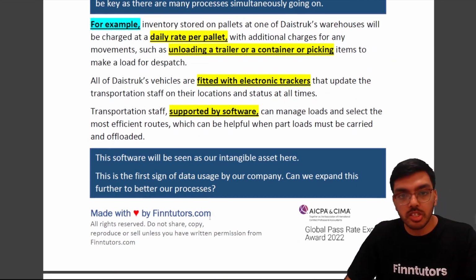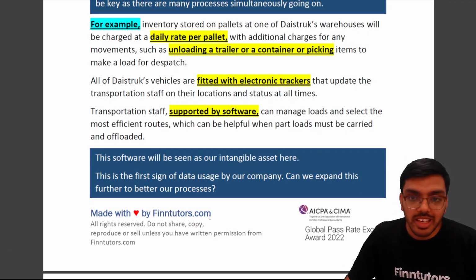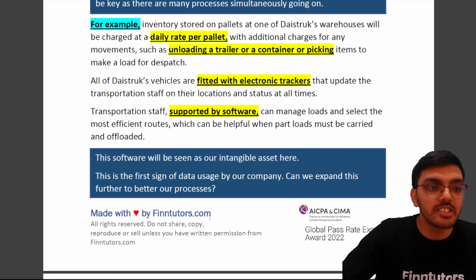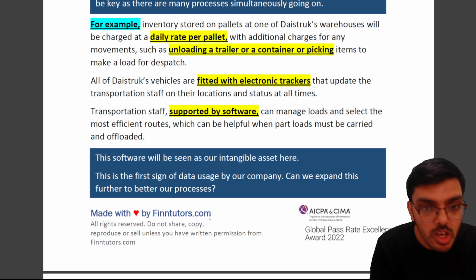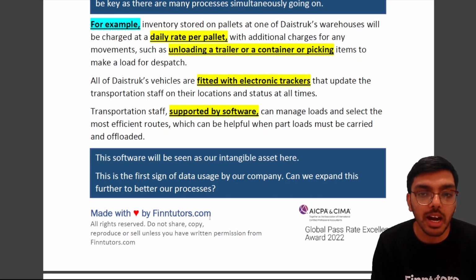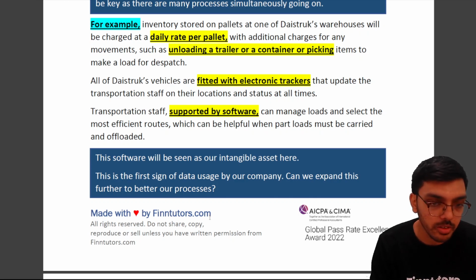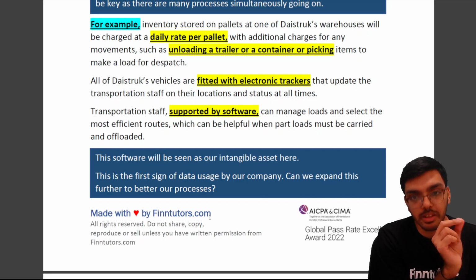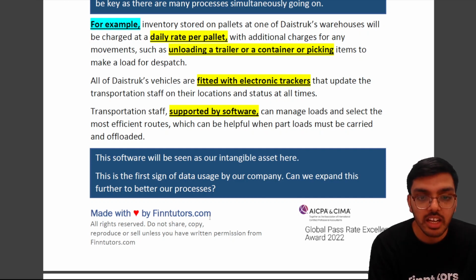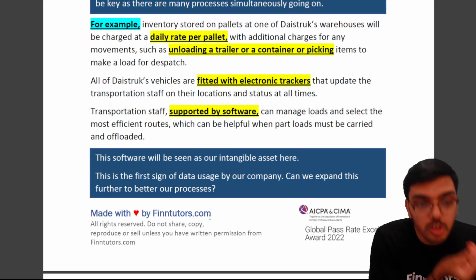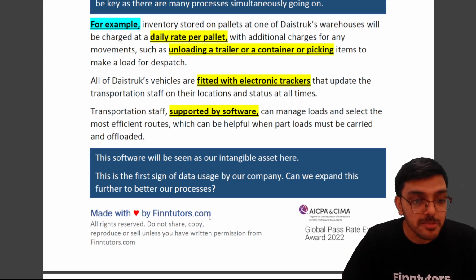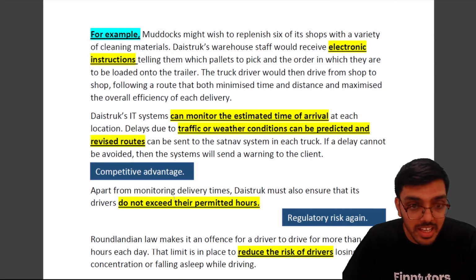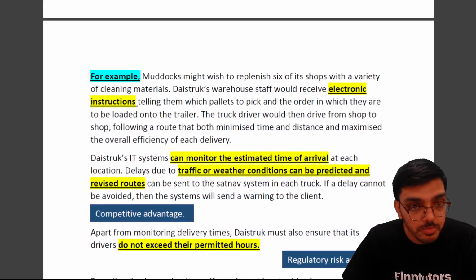Transportation staff supported by software can manage loads and select the most efficient routes, which can be helpful when part loads must be carried or offloaded. So this software can be seen as our intangible asset. This is the first sign that data is being used by our company. But can we expand this to better our processes? Can we expand this to look at more avenues like the examples that we have given you?